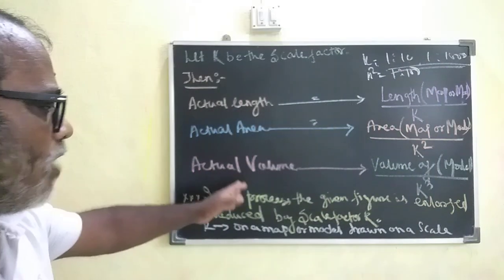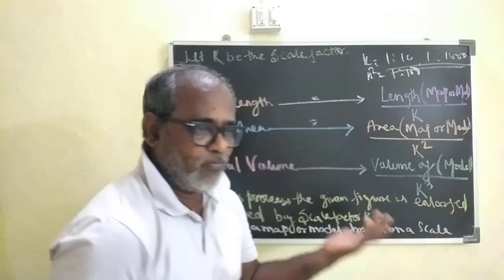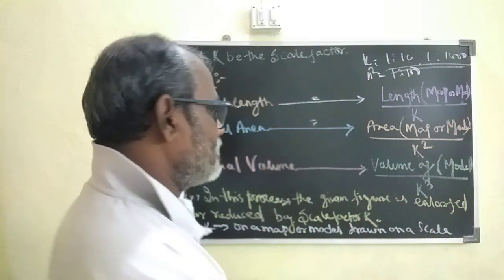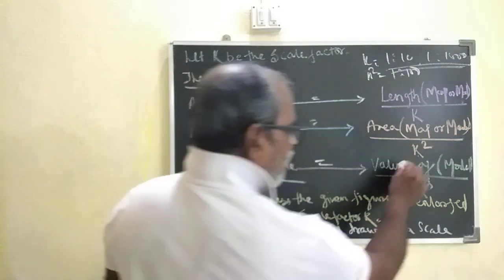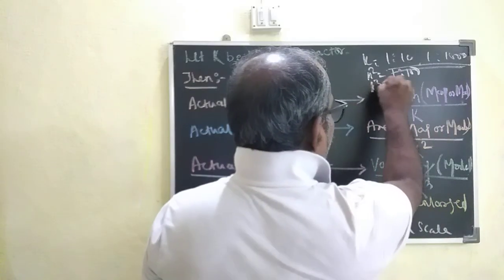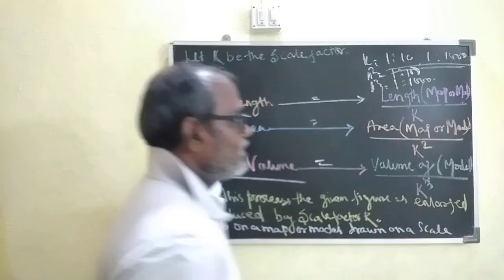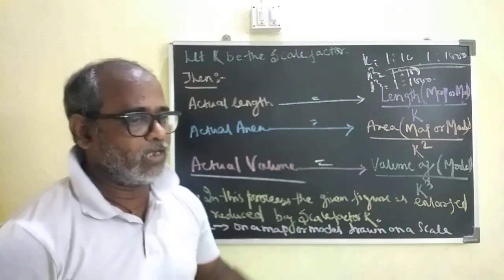Next, actual volume. For a map, we know that it is a two-dimensional figure. We don't have volume in a map, but a model is a three-dimensional figure. So actual volume is equal to the volume of the model divided by K cube. Here K cube will be equal to 1:1000. Like this we have to do it, and we have to do the simplification to get full 4 marks.